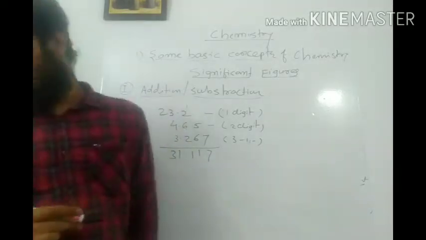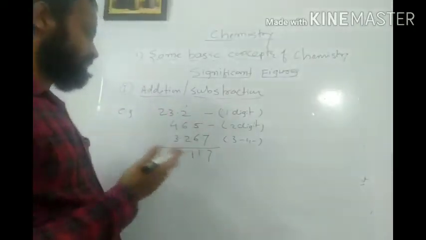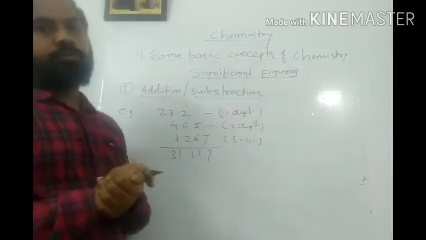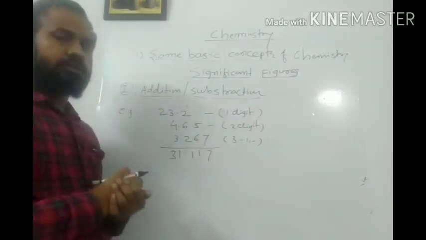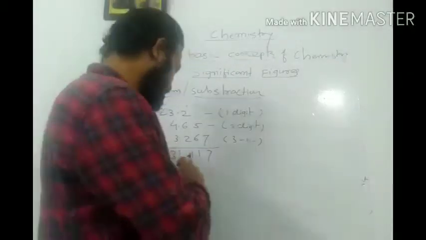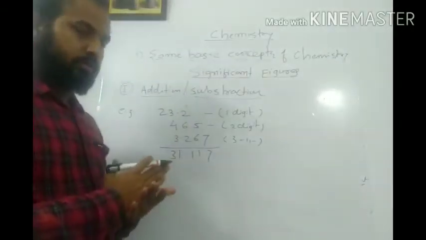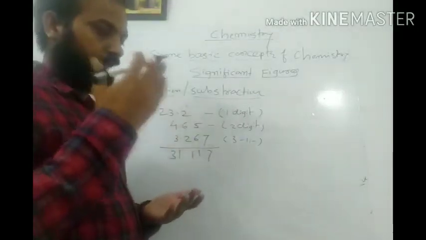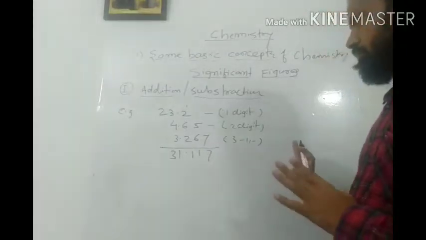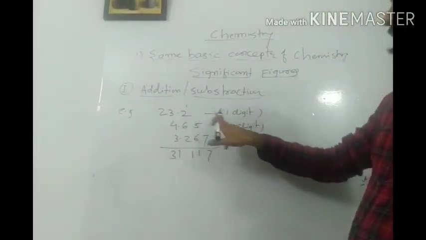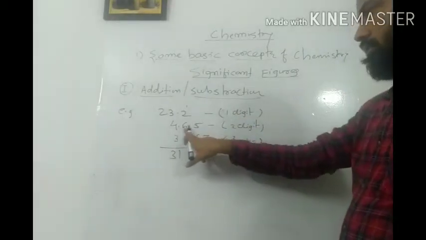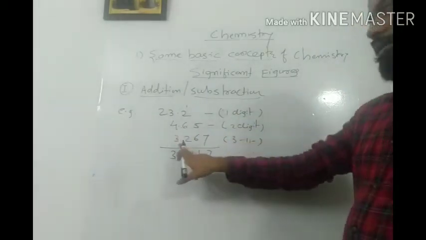So this becomes 31.117. Okay, now these significant figures, why are we writing down significant figures? Because we are always interested to know the precise answer. Meaning, after the decimal point, after what digit should I stop? Okay, in an accurate way. So if we see the first figure, after the decimal point 1 digit is there. I wrote here, for this example 2 digits are there after the decimal point, and here 3 digits are there.